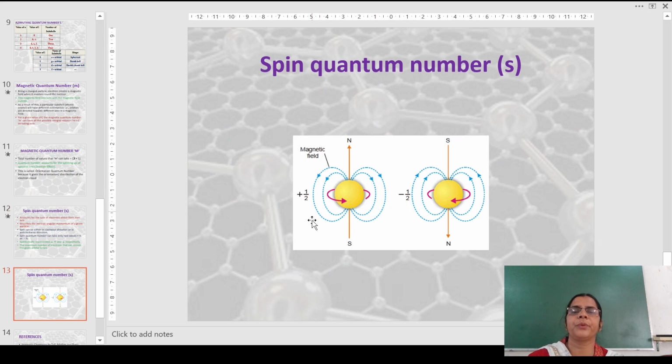Now coming to the spin quantum number, this is how the spins are oriented, plus half and minus half.